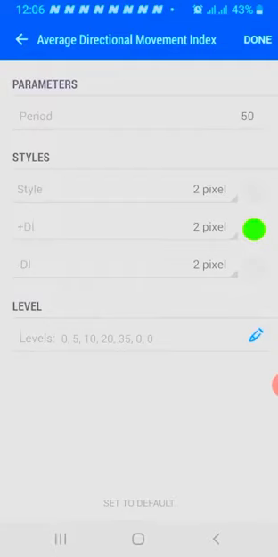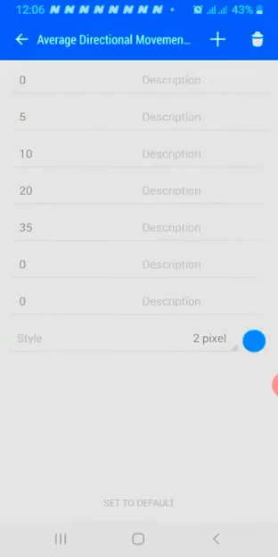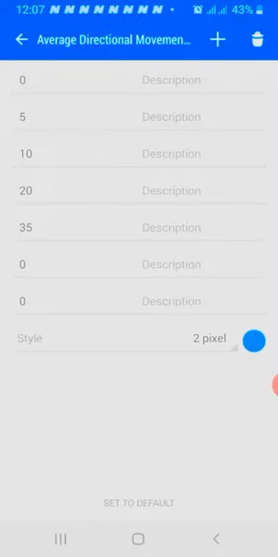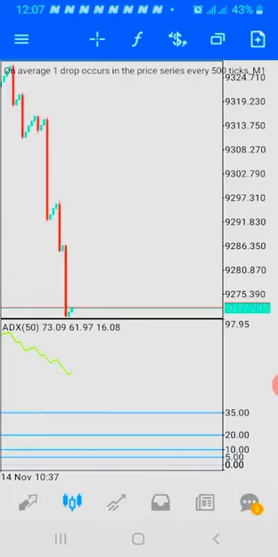For the plus DI, 2 pixel, you should use a color different from the color of your screen. Then the levels should be 0, 5, 10, 20, 35, just like this. This is how you can set your levels. You click the add button, then write the number you want to add at your levels. Then the style should be 2 pixel. You take a color of your choice, but I'm using blue. So that's for that. Then you click done.